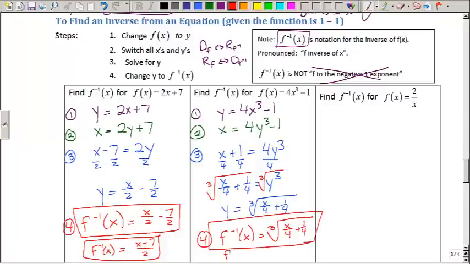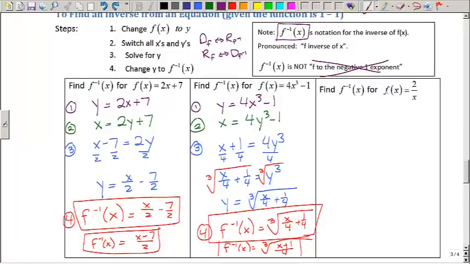Another acceptable answer would look like f inverse of x is equal to the cube root of x plus 1 all over 4 if you wanted to combine the two terms into one denominator. Both are acceptable. For my last problem, I have f of x is equal to 2 over x, and I'm still trying to find the inverse. First, I take out f of x and replace it with y. Next, I interchange all of the x's and the y's, creating a new function, an inverse function.